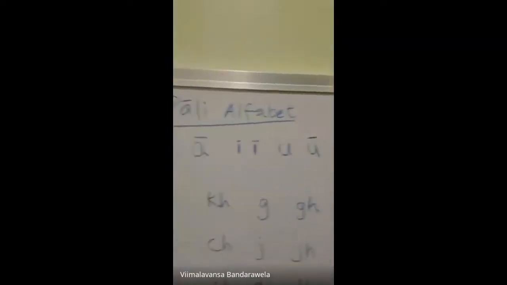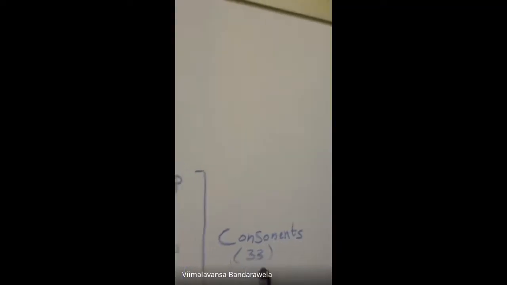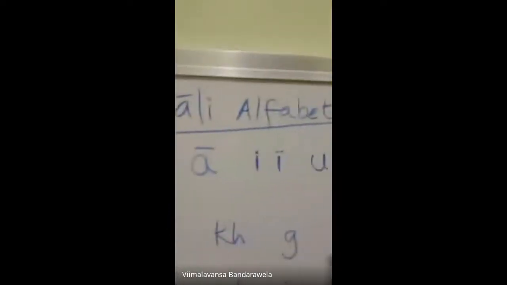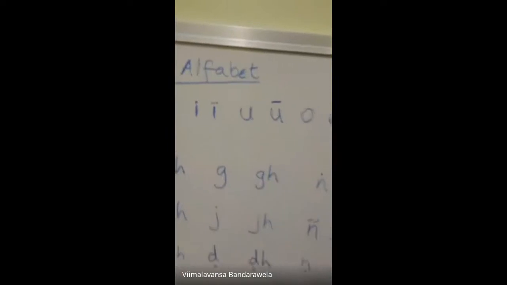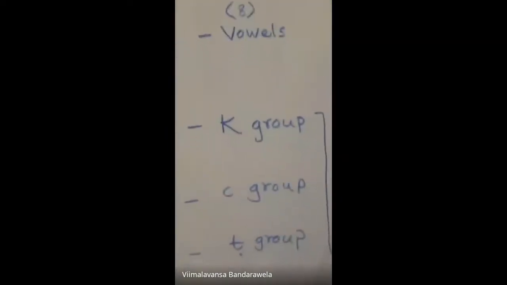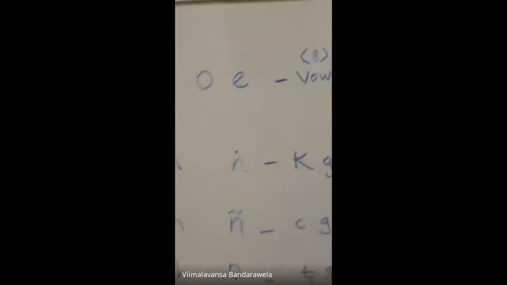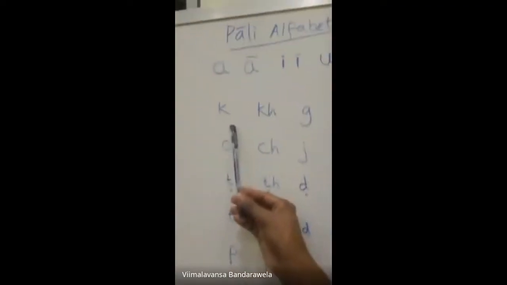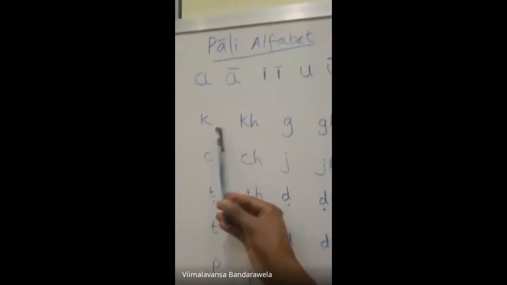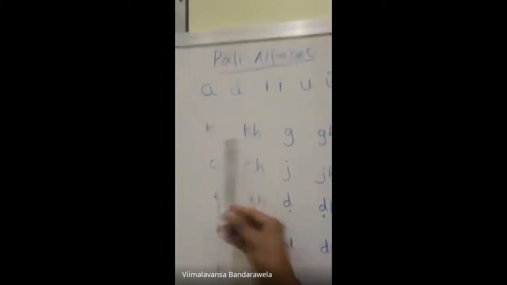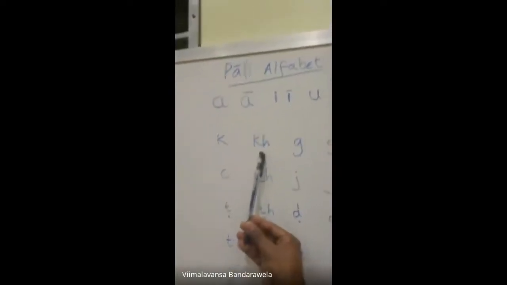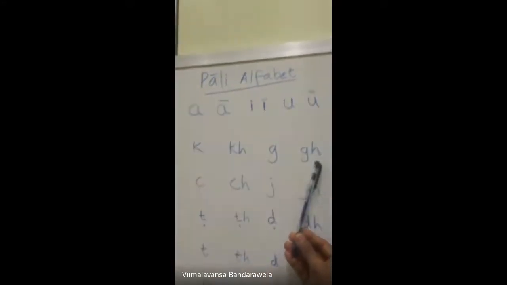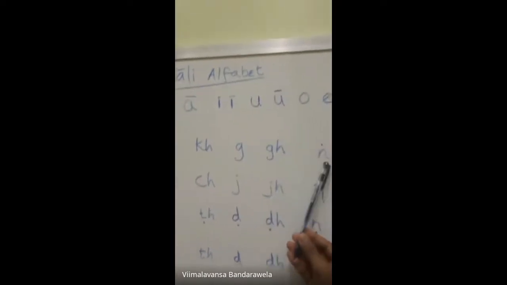Then let's move to consonants. 33 consonants. Now we go to the first group. There are 6 groups. First group is the Ka group. This is Ka, this is Kha. This is simple Ka. This is Ga. This is Gha.